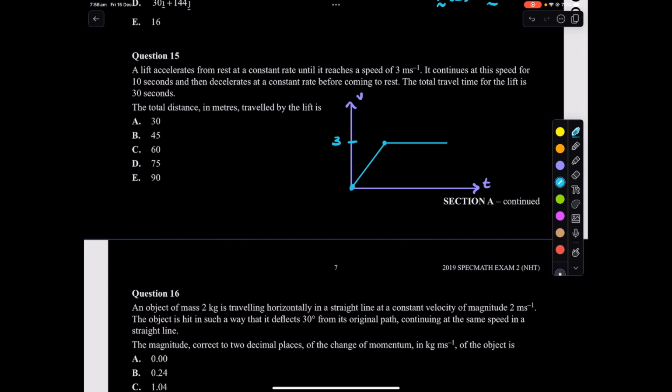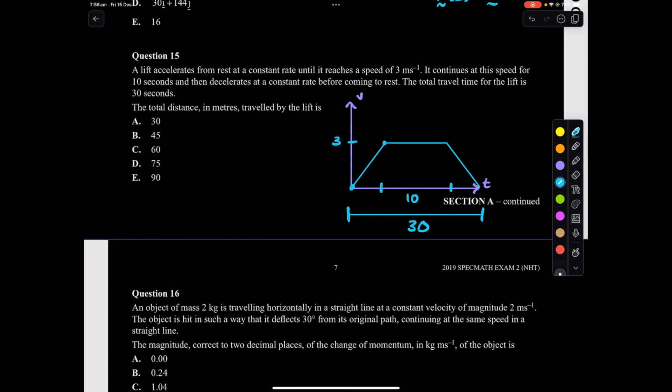We'll draw that. So from here to here, in this example, that is 10 seconds. And then it decelerates at a constant rate before coming to rest. So then it decelerates too. Done. The total travel time for the lift is 30 seconds. So the overall, from here to here, is 30 seconds. The total distance in meters traveled is what?